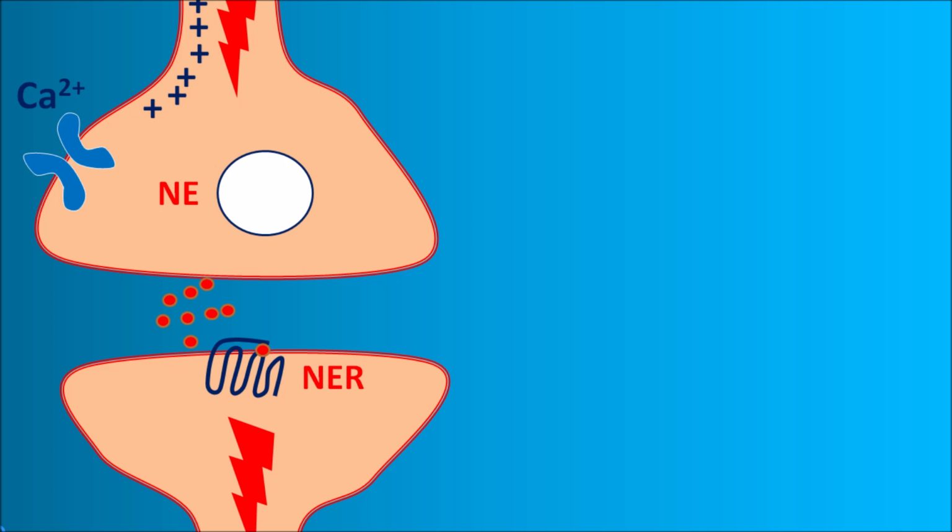But the action of released norepinephrine is controlled by its reuptake into the nerve terminal. So on the presynaptic nerve terminals, one of the transporters present is the norepinephrine transporter. This is responsible for reuptake of norepinephrine, resulting in decreased availability of norepinephrine at the synaptic cleft.